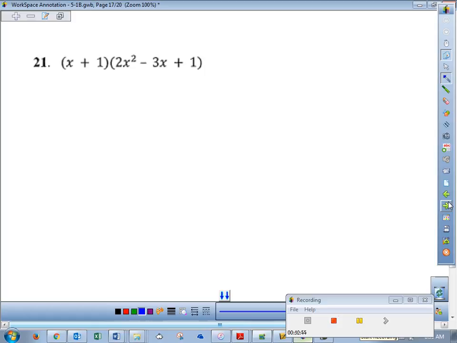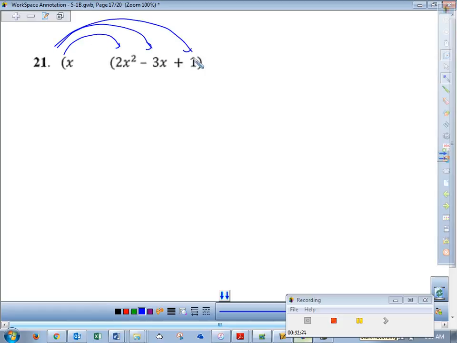This used to be a hard thing for students because we're taking a binomial times a trinomial. Do you FOIL that? Only thing you FOIL is a binomial times a binomial. But check this out, folks. It's just the distributive property is all you have to do. If you pretended that that wasn't there for a second, can you take x times every single one of those guys? Yes or no? Do that. That would give you 2x cubed minus 3x squared plus 1x.